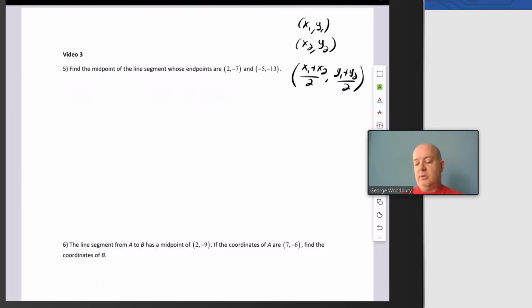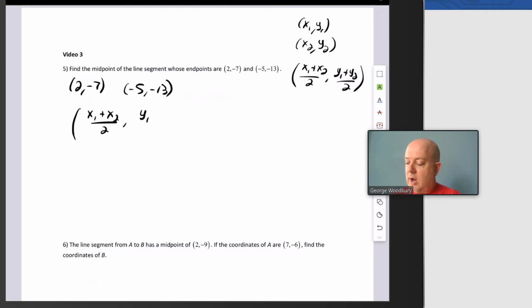And the first problem, listed as problem 5, we're looking to find the midpoint of a segment whose endpoints are 2, -7. Let me rewrite that. And -5, -13. So, as I mentioned before, anytime you're using a new formula, it makes sense to write down the formula first. So let me write that down. x1 plus x2 divided by 2, comma, y1 plus y2 divided by 2. Label the points. 2 is x1, -7 is y1, -5 is x2, -13 is y2.